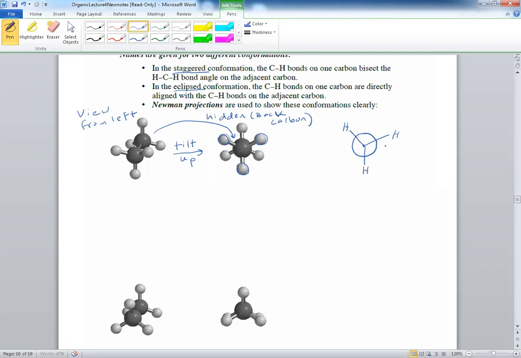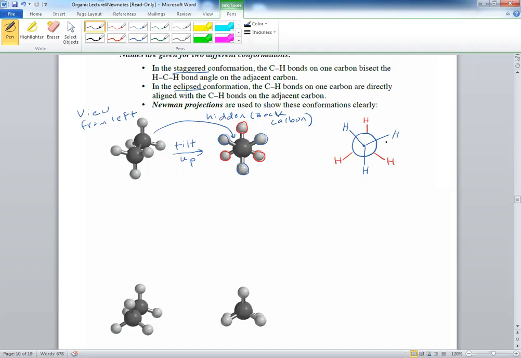As you can see, and now the carbons in the back, I'm going to use red here for the hydrogens. Notice how this is up right here. Now, this is called a Newman projection. It's an easier way of drawing it.